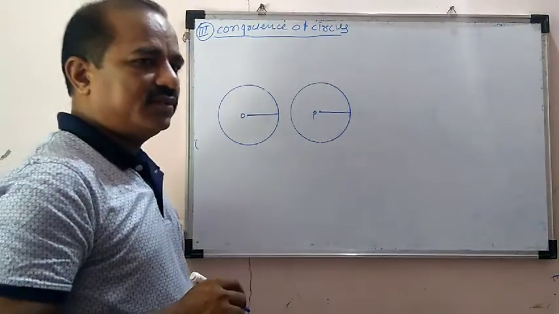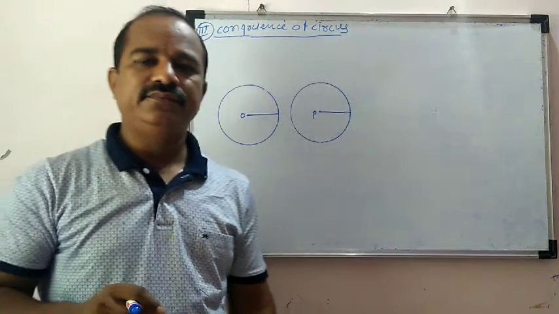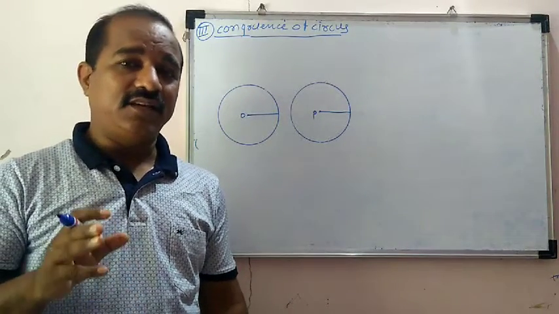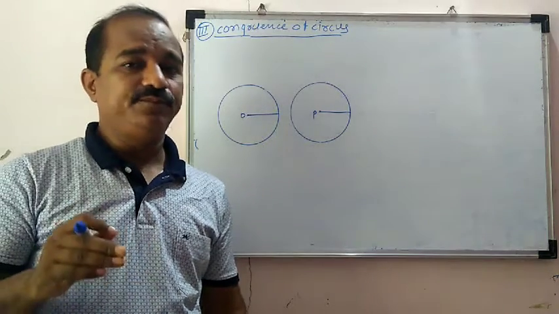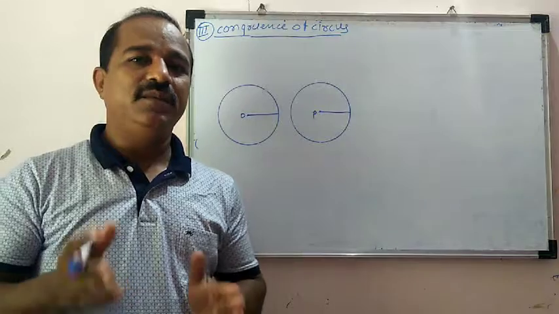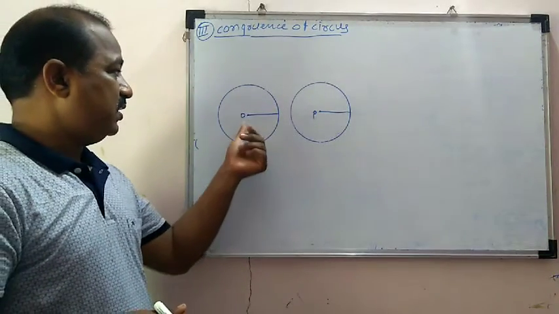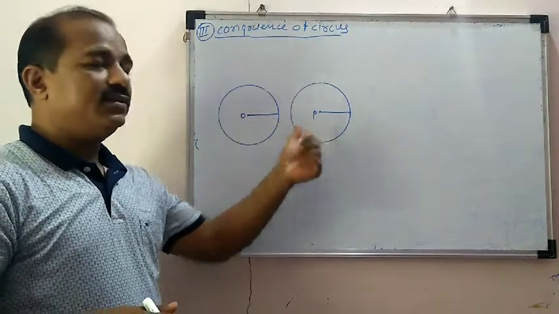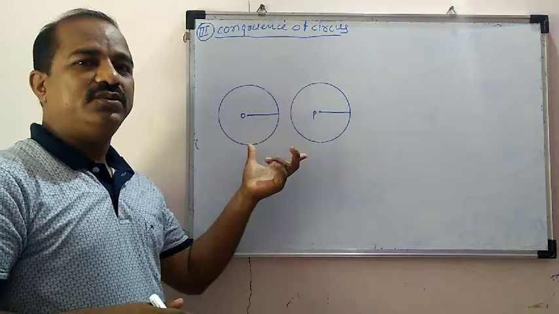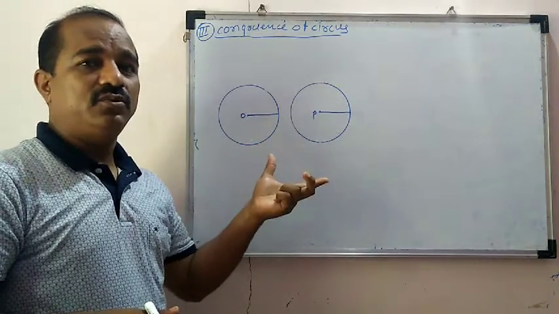Now the congruence of circle. You know on what the circles depend? The circles depend on their radius. The circle with smaller radius is smaller, and the circle with bigger radius is bigger. Means measure of circle depends upon their radius. Here there are two circles. One is the circle with center O and another is the circle with center P.